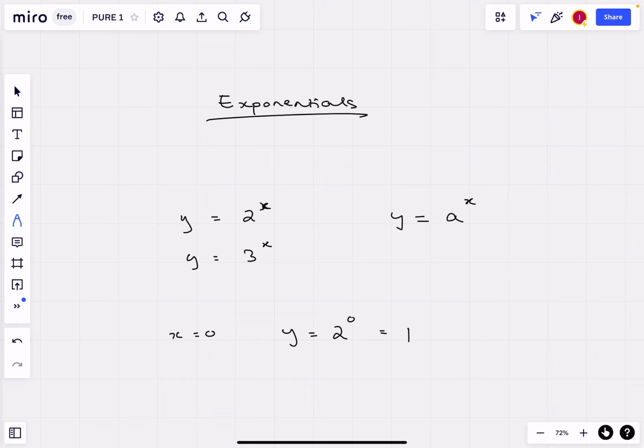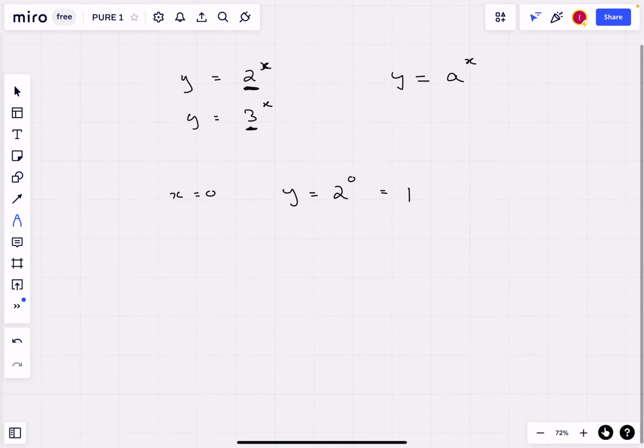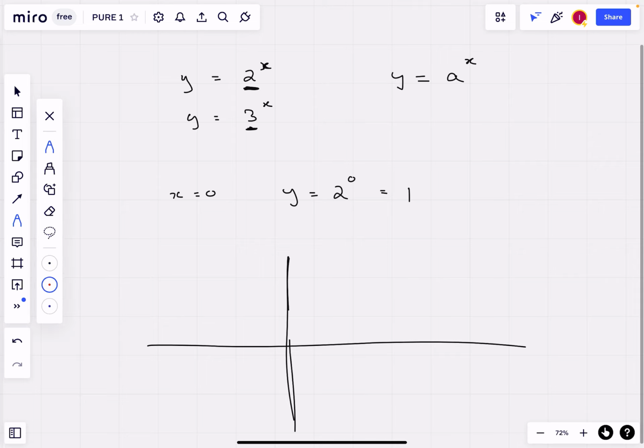So when you have a function like this, when x equals 0, y will always equal 1, regardless of what this number might be. So if we were to draw a set of axes like this, and we randomly sketch y equals 2 to the power of x, something like that, where this point is 1.